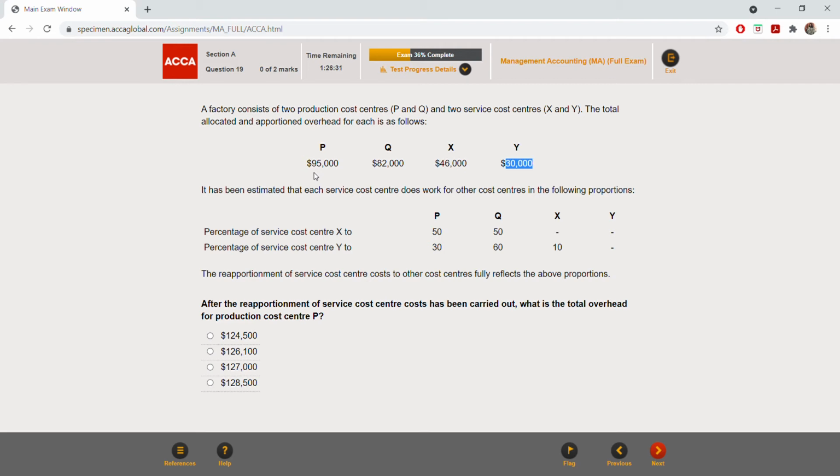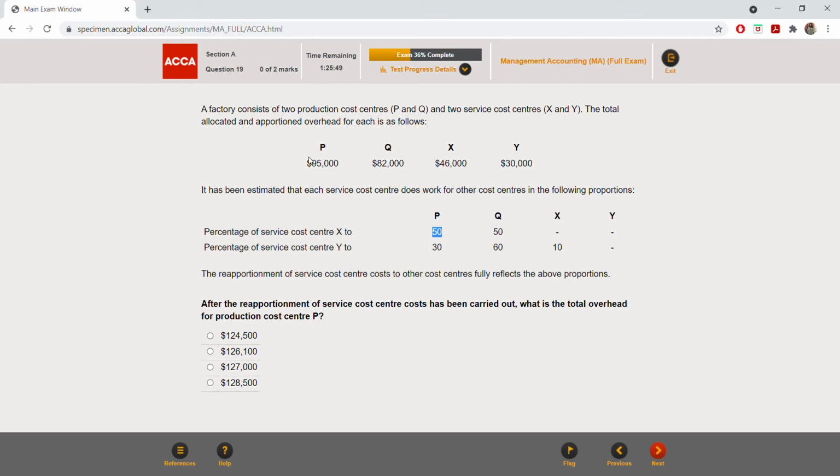Okay, so X, if you see, it is 50%. 50% of what? Of 49,000, not 46,000. Why 49,000? Because they say this percentage of service cost center Y2. So Y will take 10% to X. So 10% of 30,000 is 3,000, which will be added to X after that only. So that's why 49,000. So 49,000, 50% you have to take. First with the service center, then you are taking with the production. Okay, so which will be 24,500.